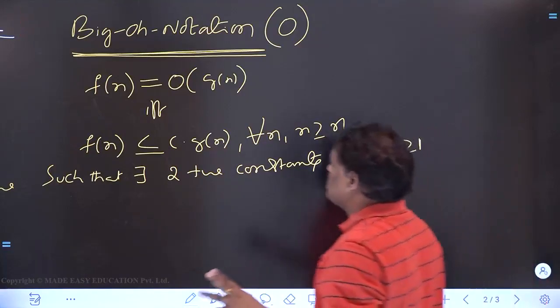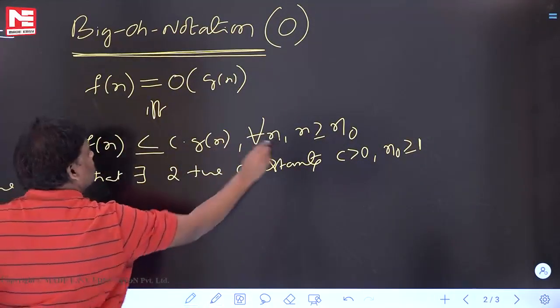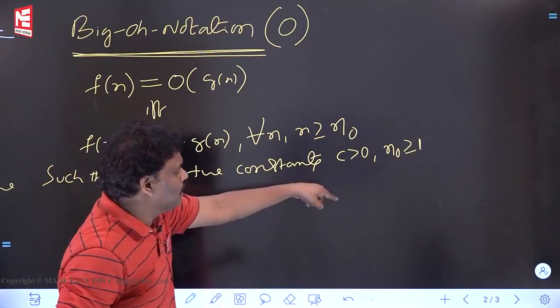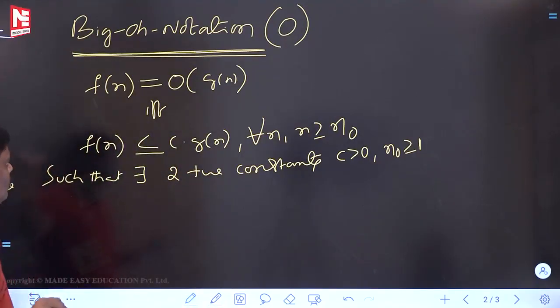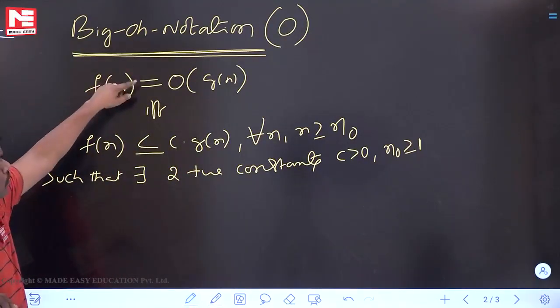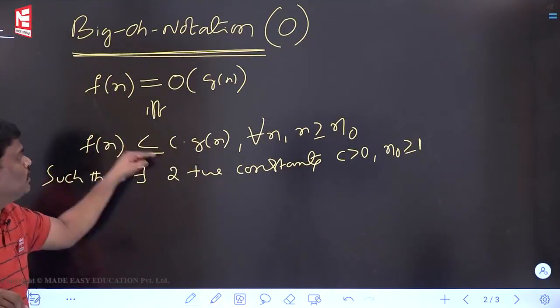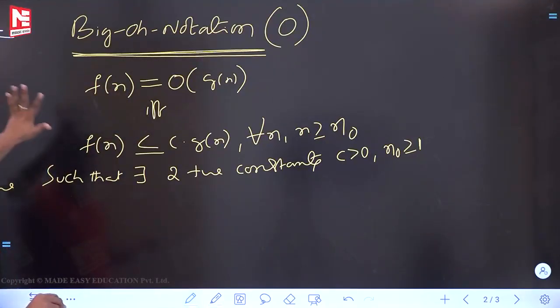I am repeating once again. Between these two functions, if I want to say this, then this condition should be satisfied: there exist two positive constants, c greater than 0 and n0 greater than or equal to 1. And if this condition is satisfied, you can say it in both directions, if and only if. This is the big O notation.